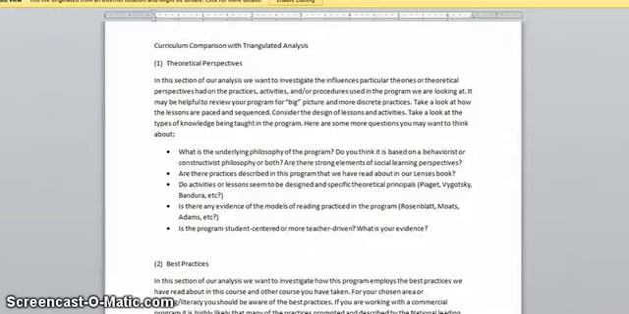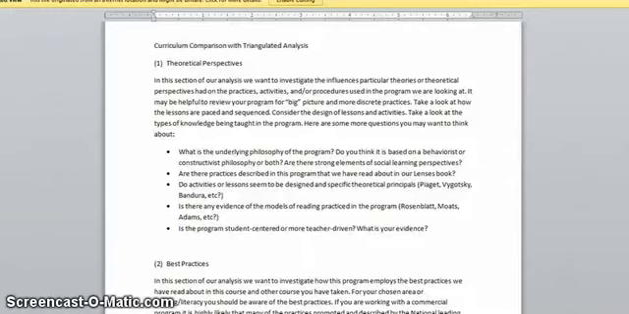Are the practices described in this program ones that we've read about in our Lenses book? Our Lenses book does a really nice job in each chapter of taking the theories that we've discussed and talking about practices that are examples of that theory in action. And that's what I'm asking you to do in this part of the assignment, identifying those particular theories or theoretical principles.